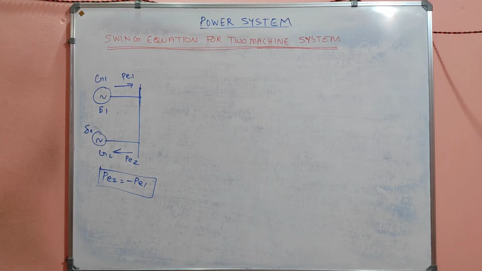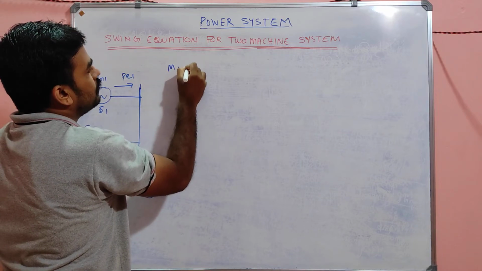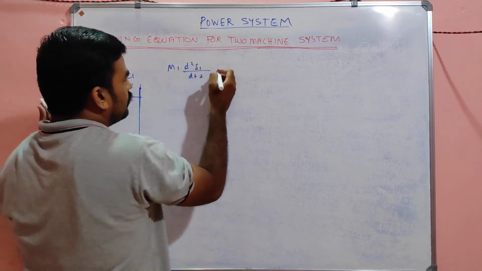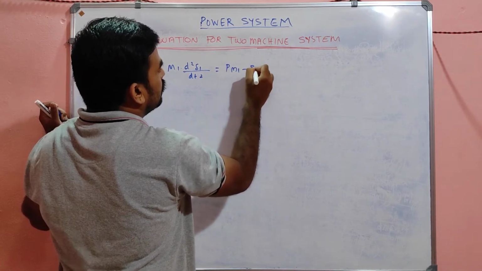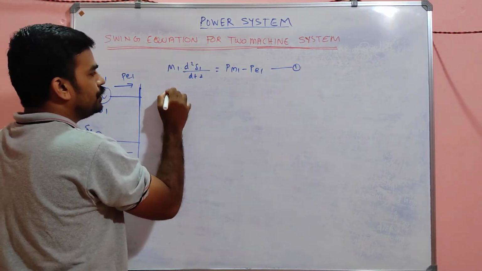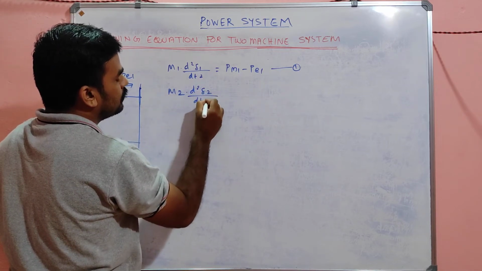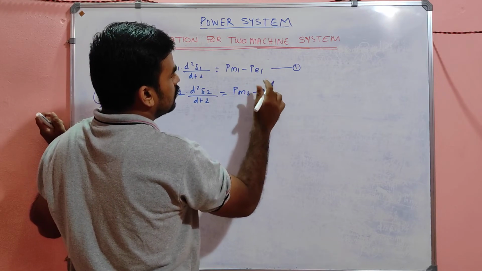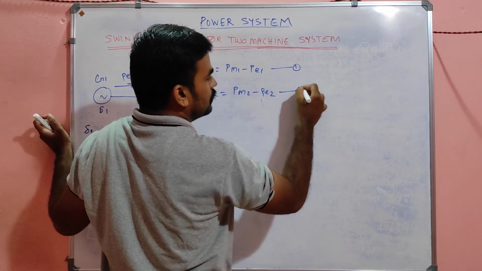Okay, so what will be the swing equation, my dear? We have M1 into d square del 1 divided by dt square equal to Pm1 minus Pe1. Am I right, my dear? That will be equation number 1. For machine 2, it will be M2 into d square del 2 divided by dt square equal to Pm2 minus Pe2. That will be equation number 2.